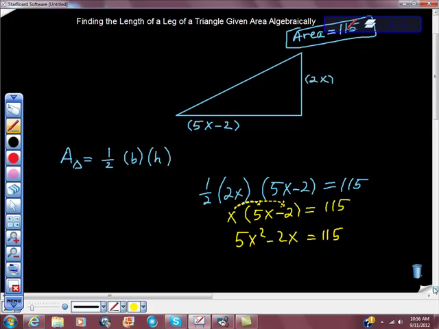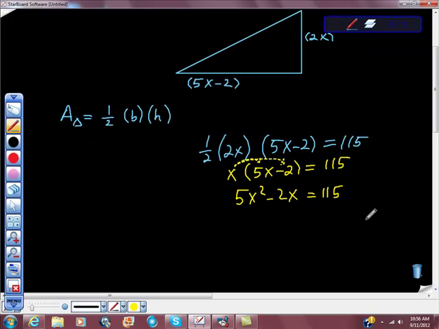And from here, we have to remember something that's really important: quadratics are most easily solved, or more easily solved, often in the form of ax squared plus bx plus c is equal to 0. So we just need to make that adjustment and move this over. So all I'm going to do is add negative 115 to both sides. We're going to get 5x squared minus 2x minus 115 is equal to 0.